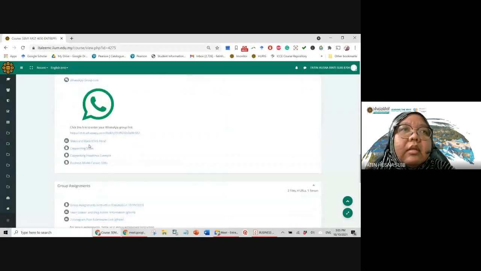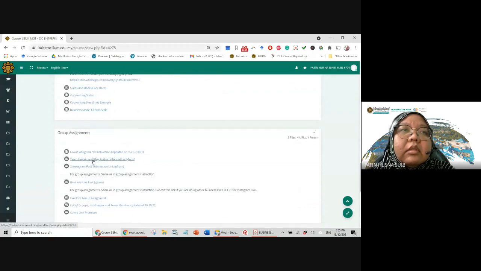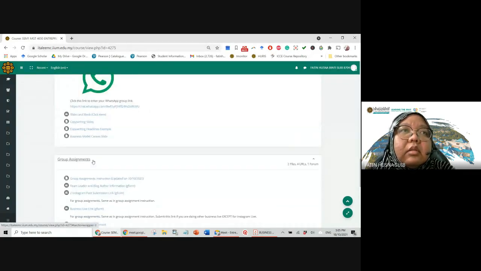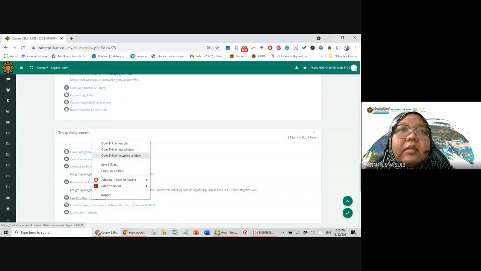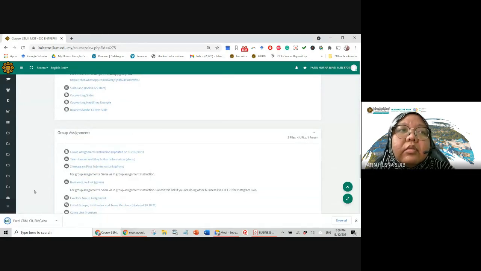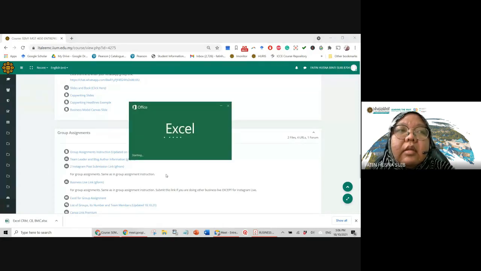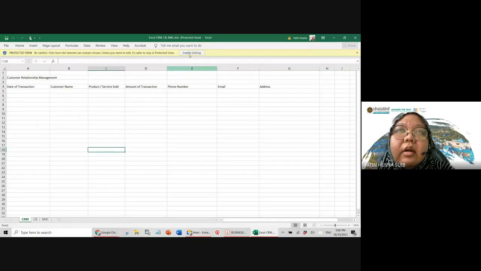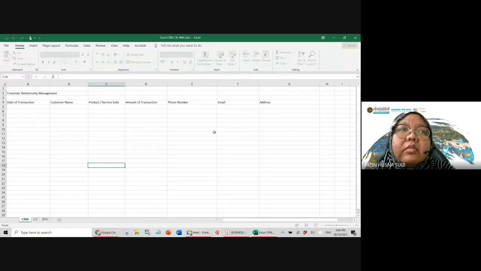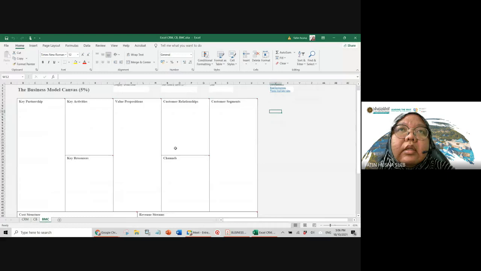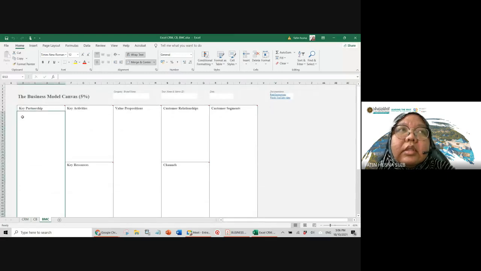Where's my Excel? Okay. Slides and books. Where is it? Group assignment under Excel. Excel for group assignment. Okay. So this Excel has the BMC. Within the Excel, there is a business model canvas template. You can use this for your draft later on, and you can send me the draft. Just key in whatever it is inside here, and then you can send me the draft.